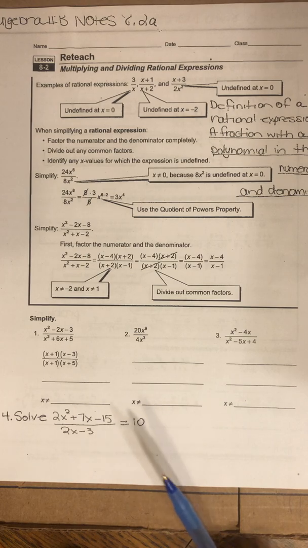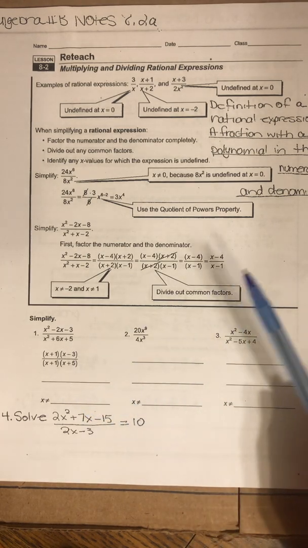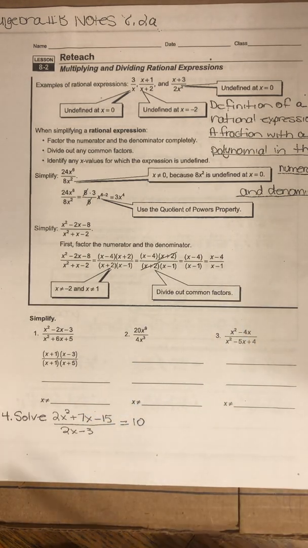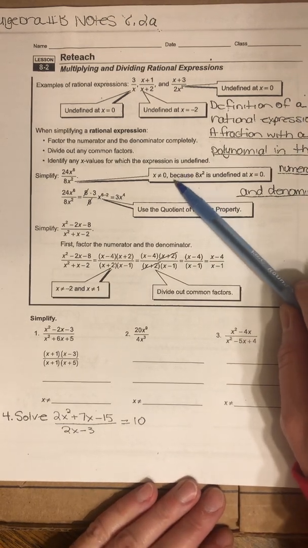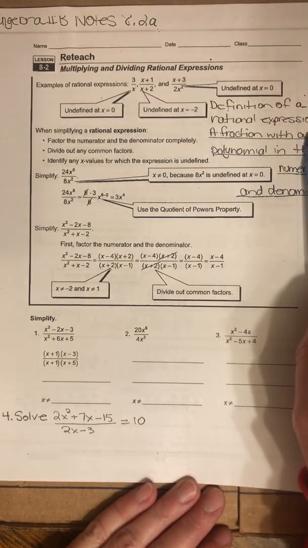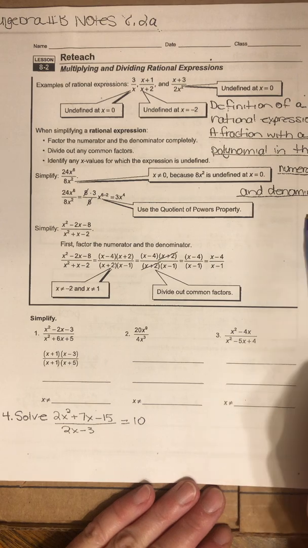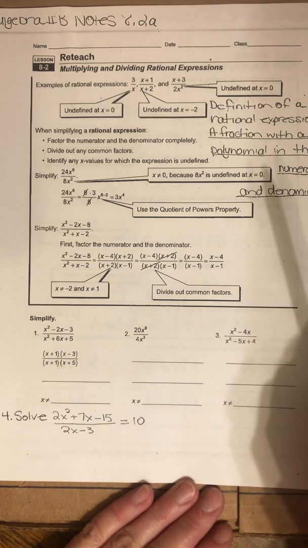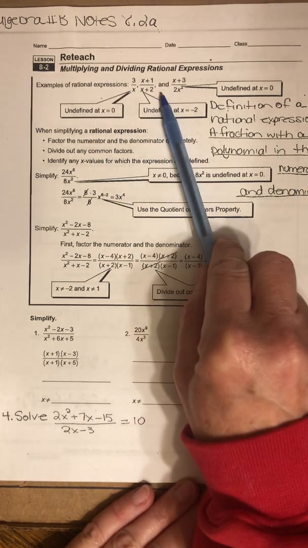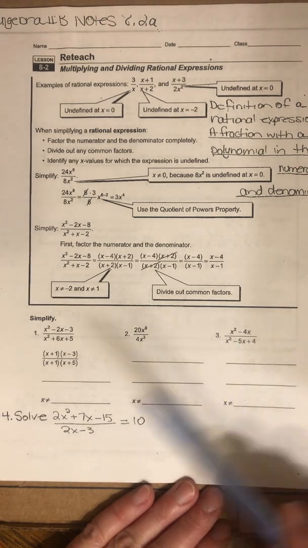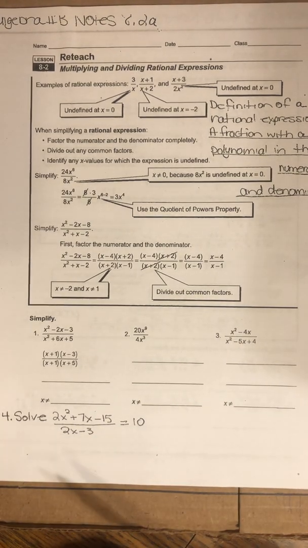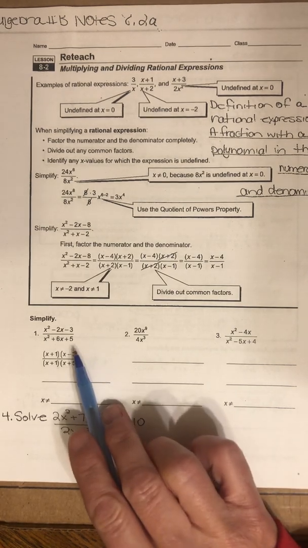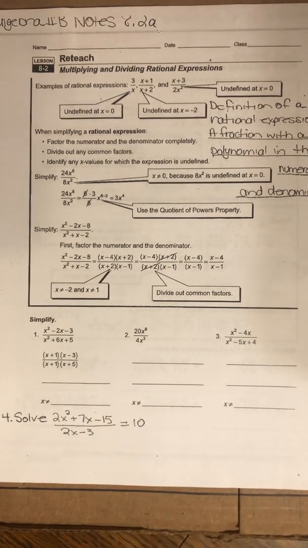What we're going to be doing is simplifying rational expressions. That is a fraction with a polynomial in the numerator and the denominator. So today we're just going to be simplifying rational expressions, and then for 8.2b we will be multiplying and dividing rational expressions. So let's take a look here. Let's look at problem number 1.